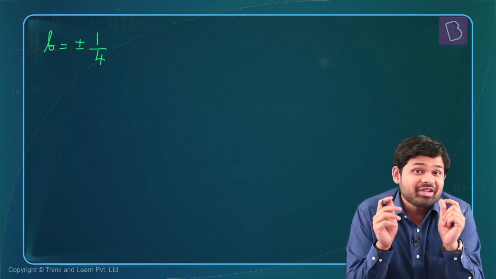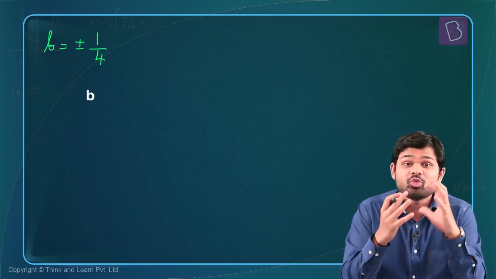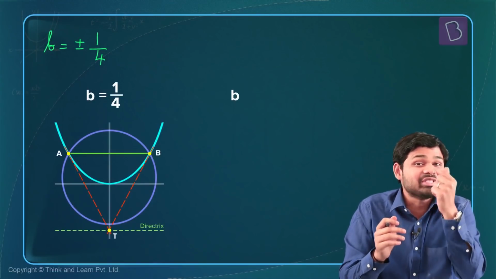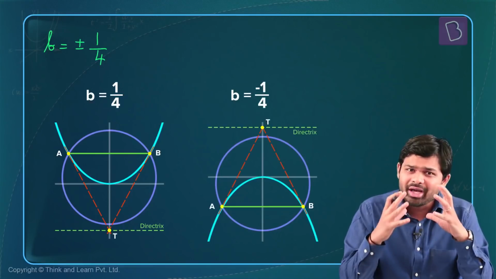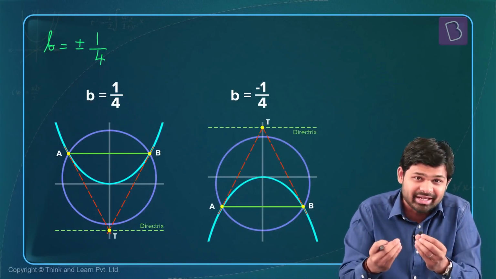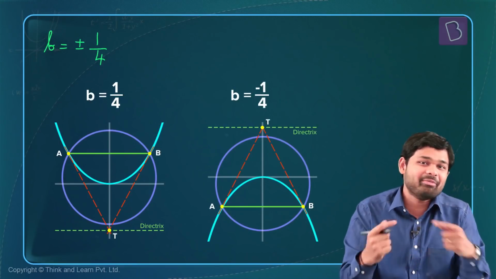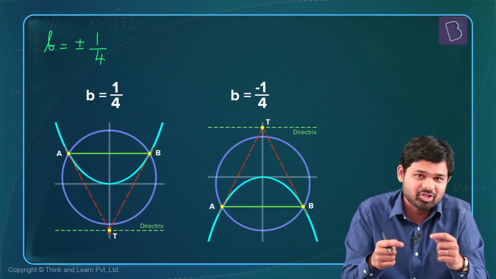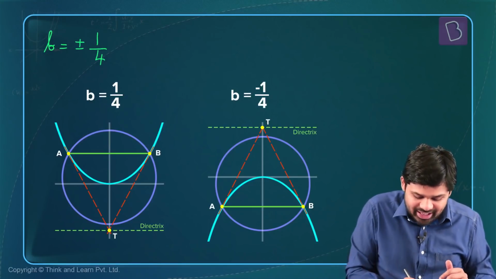Now there is one more bit of information that you can grab from the value of b. If b was 1 over 4, you had the upward facing parabola. If b was negative 1 over 4, you had the downward facing parabola. So in this question, we've taken care of each and every possibility. Upward parabola, A and B swapping positions. Downward parabola, again A and B swapping positions. That's what is happening with b being plus or minus 1 by 4 and t being plus or minus 1. A very beautifully designed question.